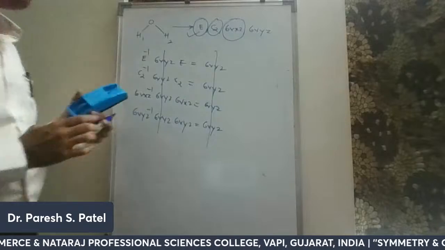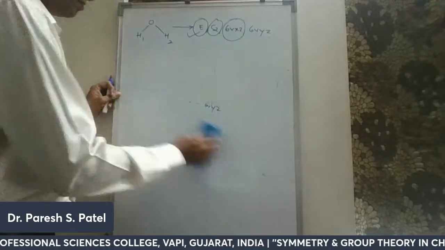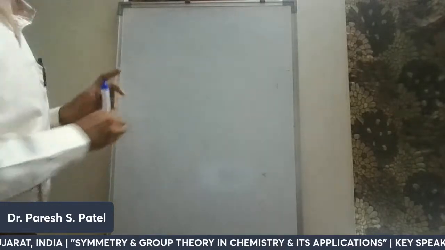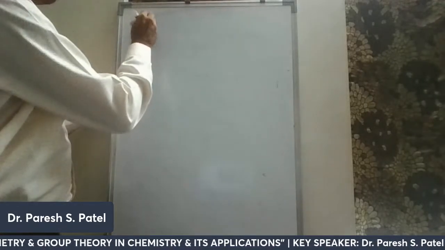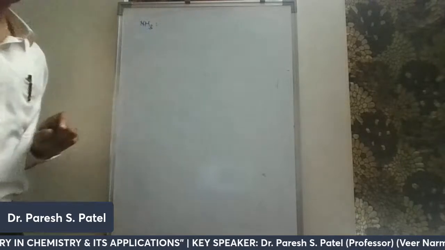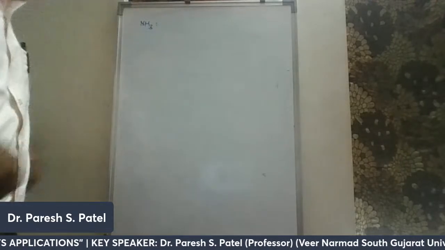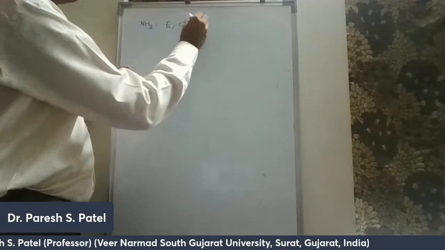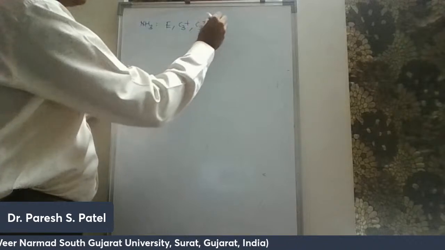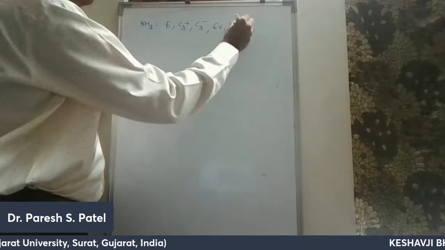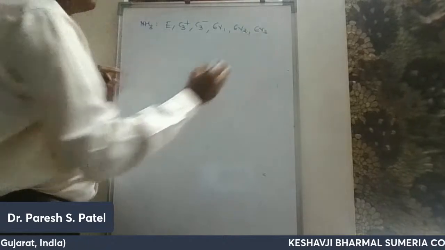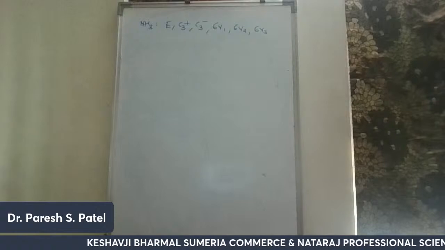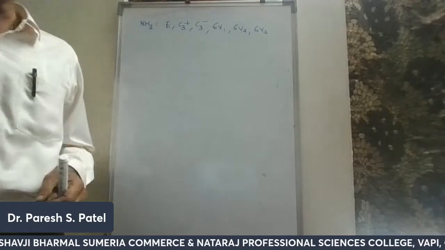So dear students, we are going for another example, the ammonia molecule. In case of the ammonia molecule, it consists of E, C3 plus or C3 1, C3 minus, sigma V1, sigma V2, and sigma V3 symmetry elements. So the ammonia molecule consists of 6 symmetry elements: 1, 2, 3, 4, 5, and 6.